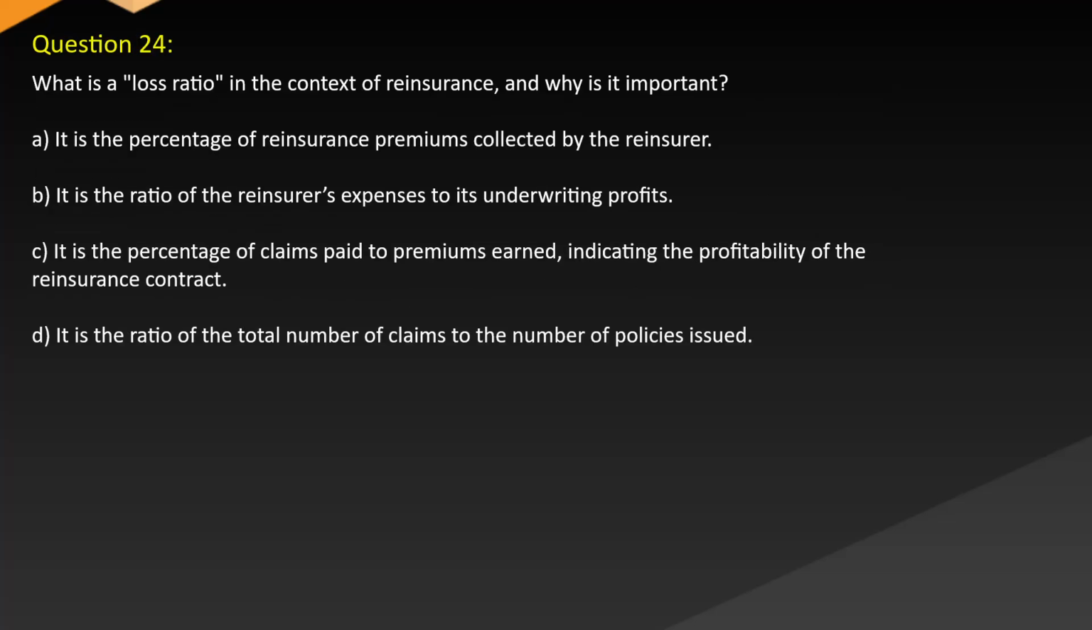Question 24. What is a loss ratio in the context of reinsurance and why is it important? A. It is the percentage of reinsurance premiums collected by the reinsurer. B. It is the ratio of the reinsurer's expenses to its underwriting profits. C. It is the percentage of claims paid to premiums earned, indicating the profitability of the reinsurance contract. D. It is the ratio of the total number of claims to the number of policies issued.